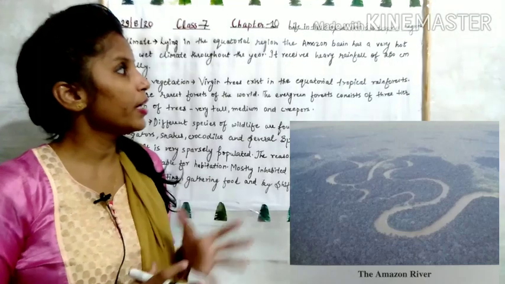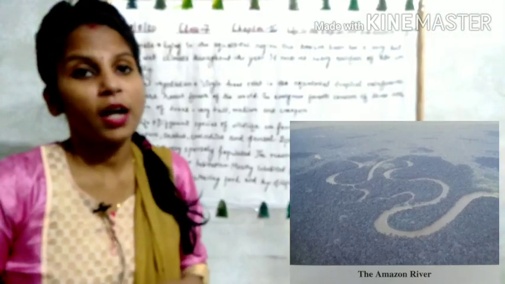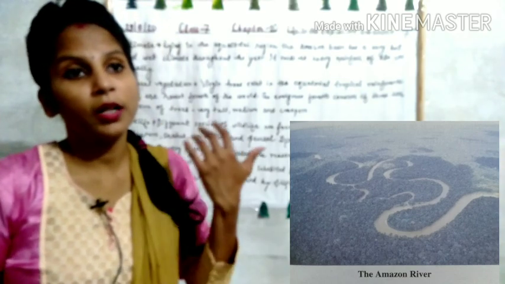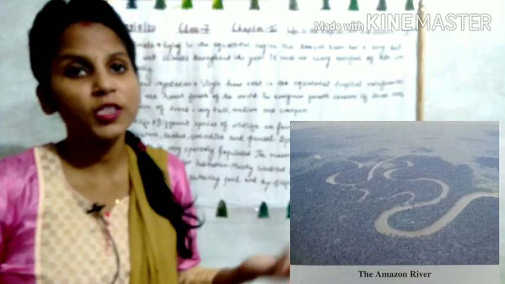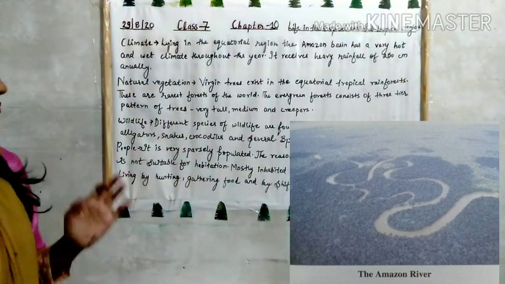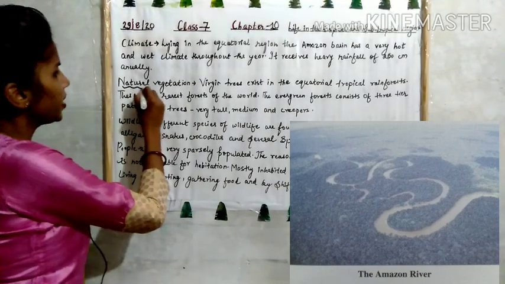It receives heavy rainfall of 250 centimeter annually. And यहाँ पे बहुत ज़्यादा बारिश होती है, heavy rainfall होता है, and the maximum rainfall is 250 centimeter. Okay. Now, अगर हम natural vegetation की बात करें, so what are natural vegetation?